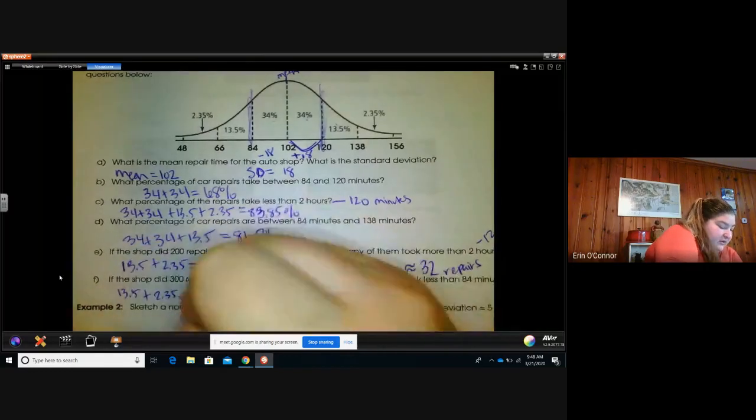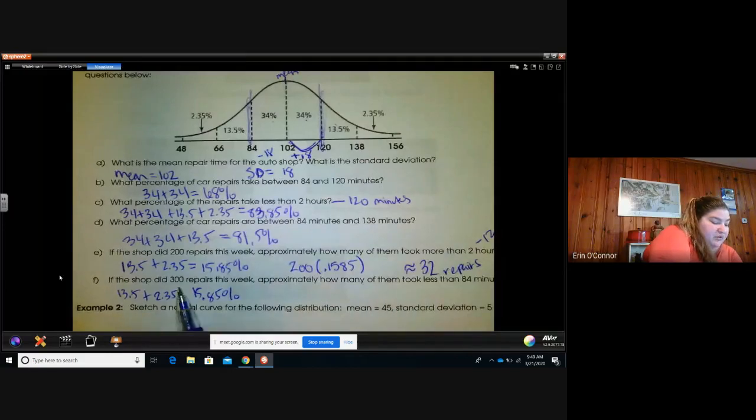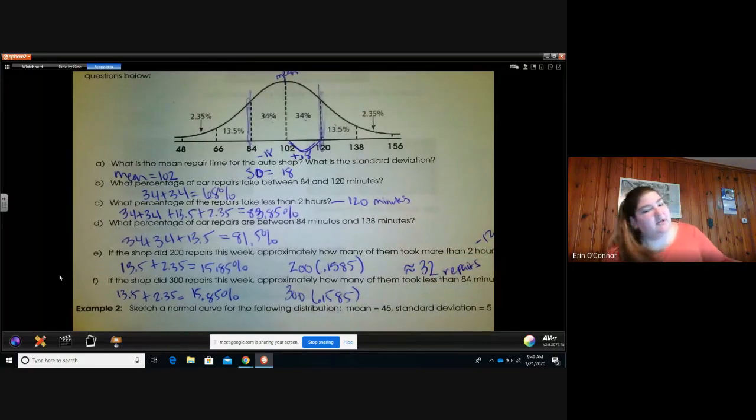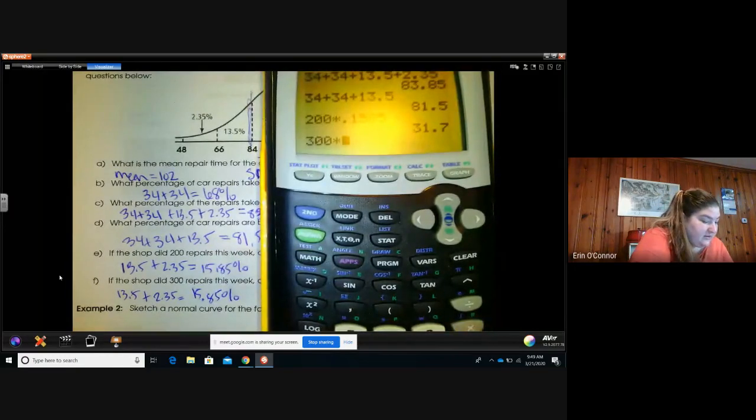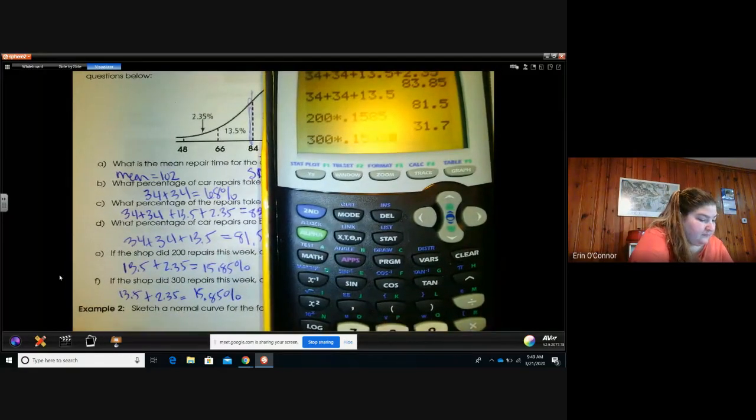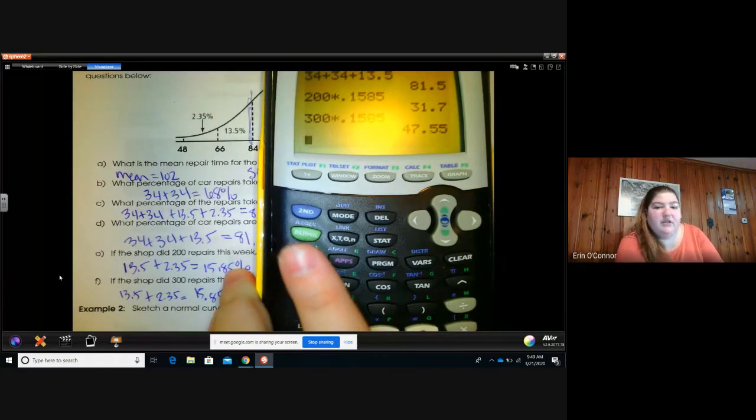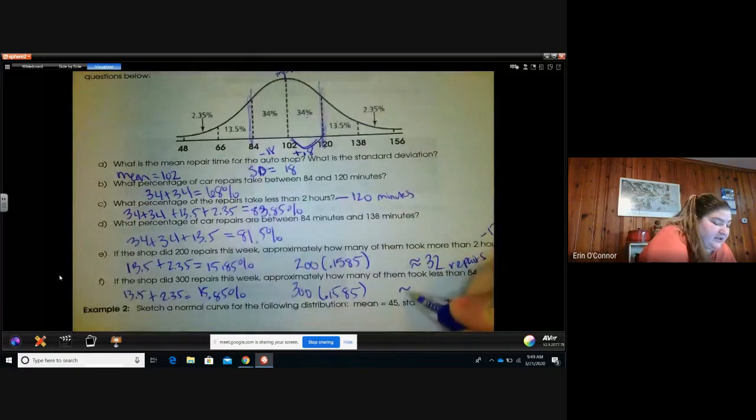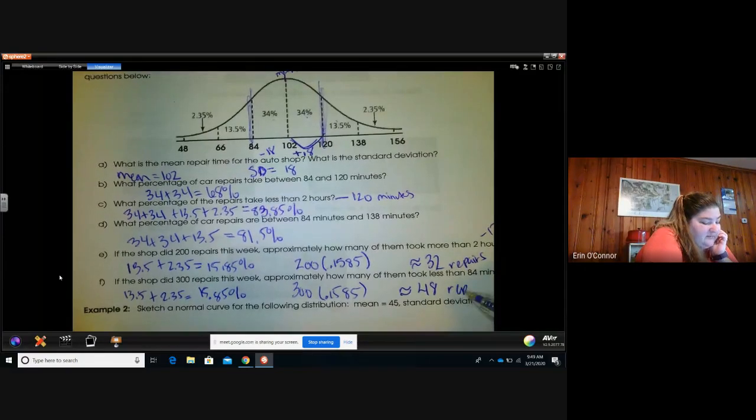We already know that equals 15.85%. So now we need to do 300 times 0.1585. Again, we change that percentage to a decimal. And we put that into our calculators. And we get 47.55. Again, we're going to want to round up. So it's 48. And the reason we're rounding up is there's a 5 after that 7. So 47.55 rounds up to 48.